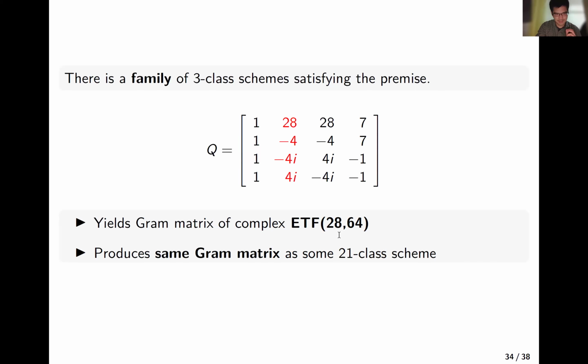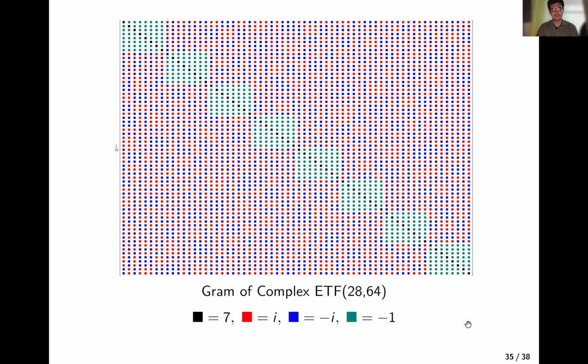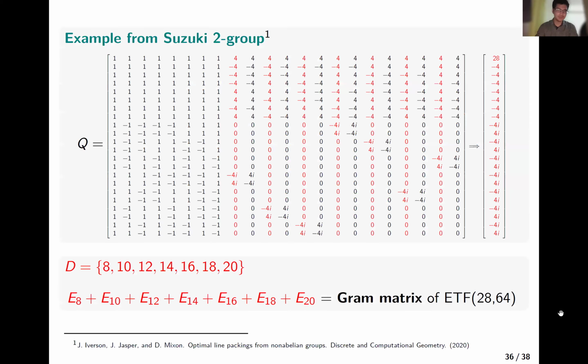And indeed, this is the exact same gram matrix that is produced by some larger 21 class association scheme. And here's that gram matrix. It's the same gram matrix that we've seen before. And indeed, this is an example that comes from a family of groups called the Suzuki 2 groups. So in this case, the Suzuki 2 groups produces a 21 class scheme, and choosing appropriate idempotents gives me the gram matrix of an ETF. And it's the same gram matrix that can be recovered from a 3-class scheme from splitting a complete multipartite graph.